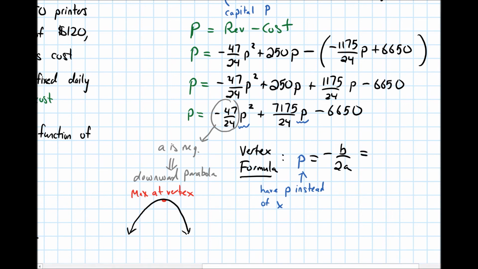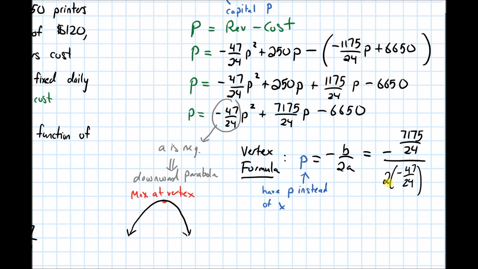So we get negative b, so b is 7,175 over 24, over 2 times a. A is negative 47 over 24. All right, so now let's simplify this. When we multiply 2 by this fraction, the 2 will cancel with that 24 a little bit, and I'll be left with a 12 in the denominator here. And the 2 will leave me with a 1.